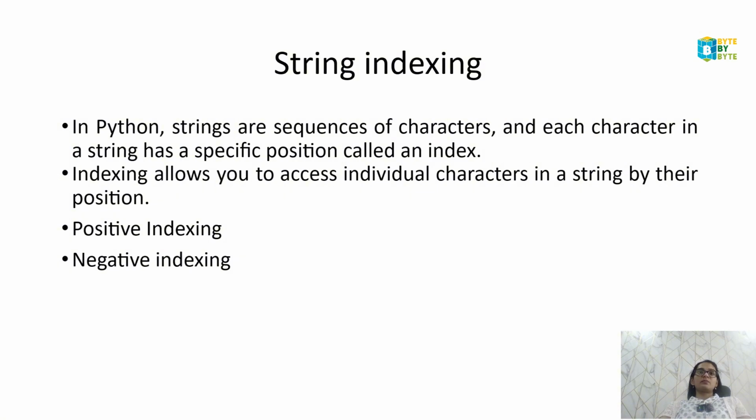Okay, so the next important part is indexing. Strings, as we have seen, are nothing but a sequence of characters, so each character has a specific location associated with it. Why is indexing there? Indexing allows you to access individual characters. String indexing is divided into two parts: positive indexing and negative indexing. We will see how it is done with the help of an example.